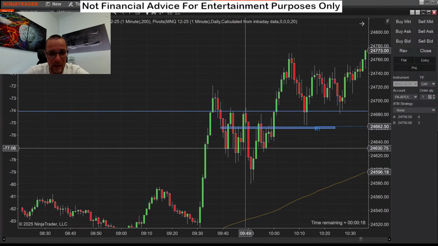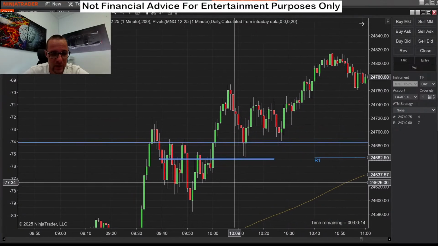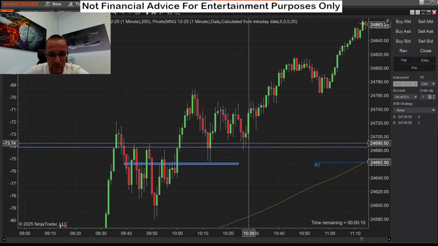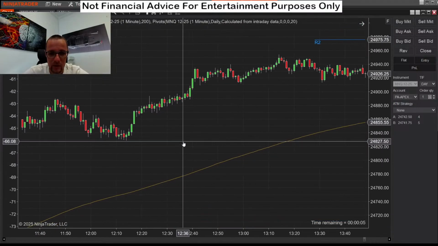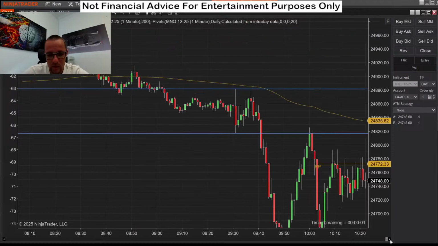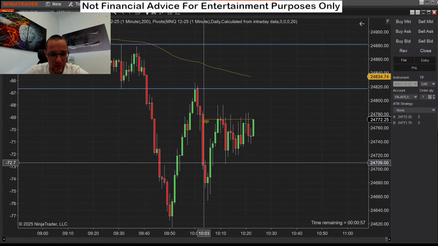Once it closed back outside the range, look at this: displaced above, held the range as support, continued moving up. Look at the rest of the day. And the same thing happened today. Look at that. Broke down, tested it as resistance. Now we're going.